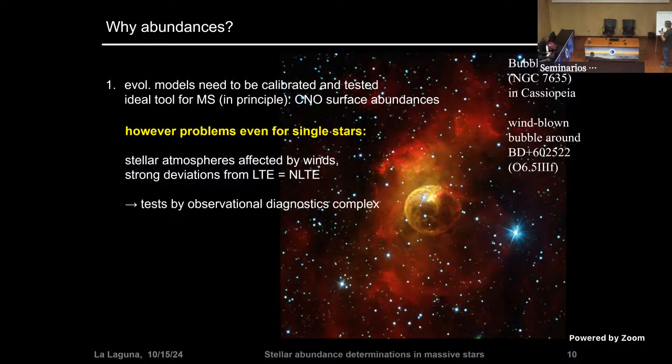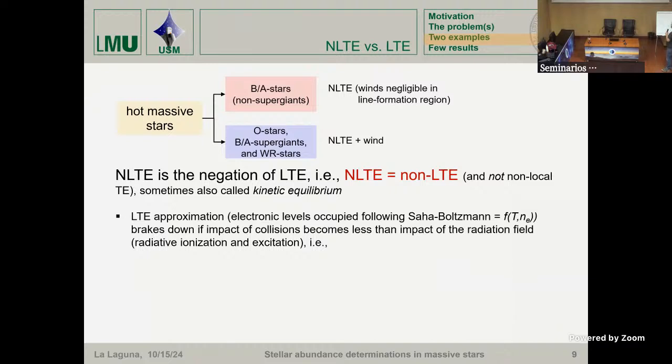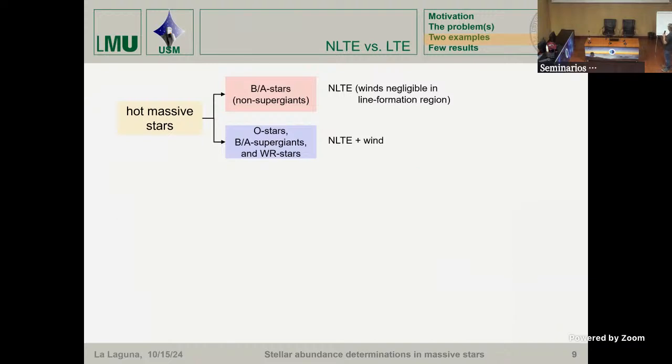What is NLTE? At first, I said we have these NLTE processes plus wind processes. So where do they occur? When we have non-supergiant stars, so BA stars close to the zero-age main sequence, then we have to deal only with non-LTE, whereas for O stars and all other supergiants during the evolution, B and A supergiants and Wolf-Rayet stars, we have to account for both processes.